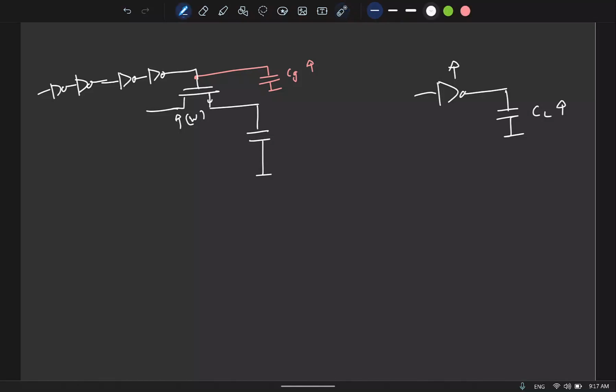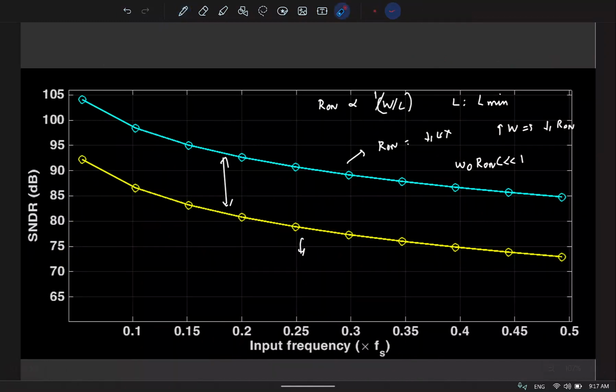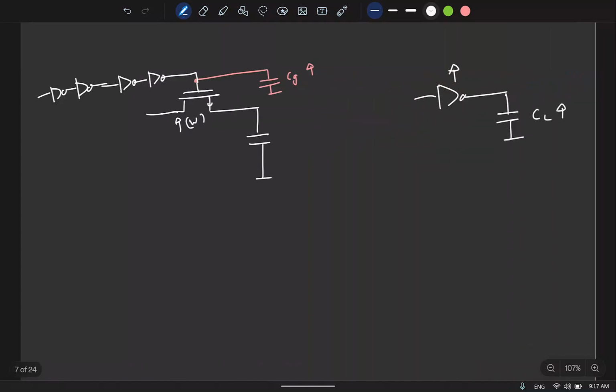So that is why this is not a great solution. And even in this case, close to fs/2, the distortion is less than 85 dB or so, somewhere here. This is not good enough in many cases, and we need much better linearity. So let us see what we can do for that.